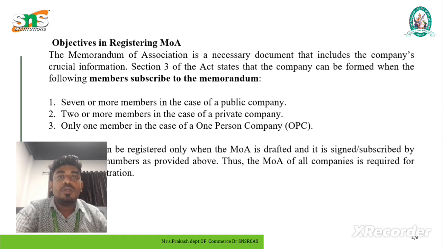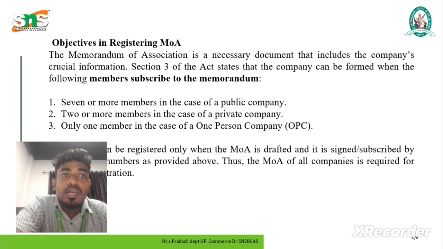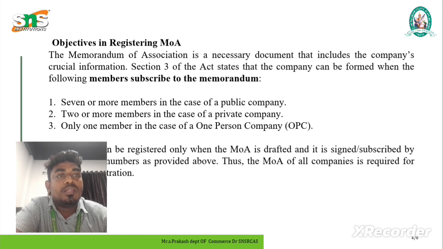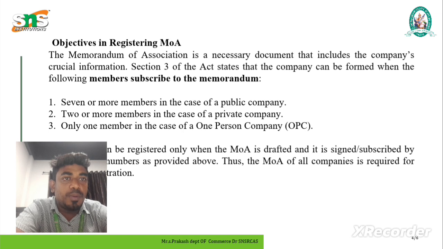So, the objectives of registering a MOA. The Memorandum of Association is a necessary document that includes a company's crucial information, as per Section 3 of the Act. The company can be formed when the following members subscribe to the memorandum: 7 or more members in case of a public company, 2 or more members in case of a private company, and only 1 member in case of a one person company.